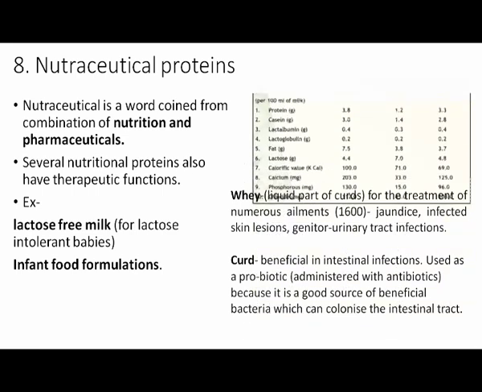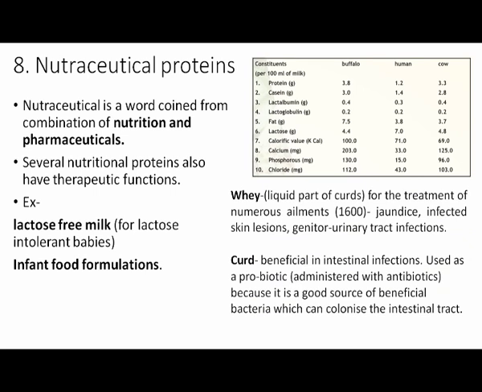So, if you look at the components of milk, these are some of the components. Per 100 ml of milk you have protein, which is about 3.8 grams, the casein, lactalbumin, lactoglobulin, fat, lactose, the calorific value, calcium, phosphorus, chloride. All of these have nutritional value, apart from the pharmaceutical applications or the values that we just now gave.